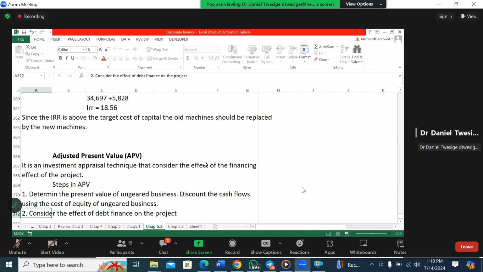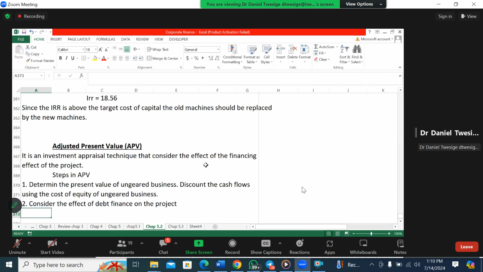So first, when you're looking at this, interest has got a saving. First, look at the tax saving on the interest on the debt. Tax saving on the interest on the debt. That's the first. Look at what is the saving on the interest of that debt.